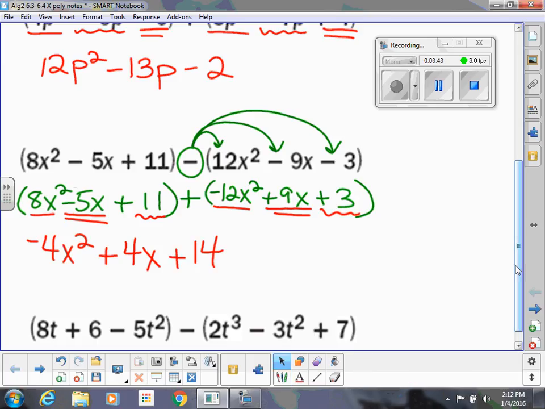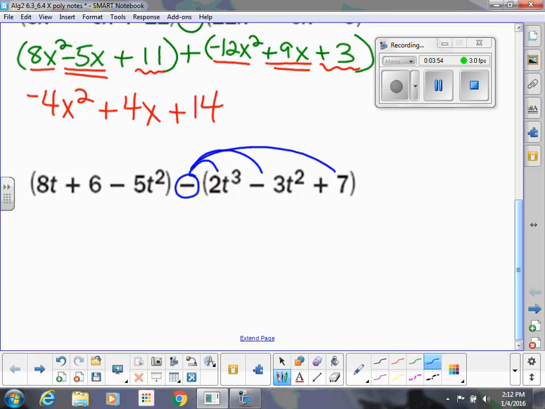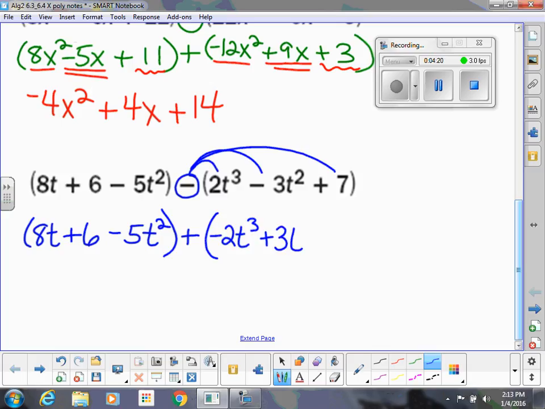All right, so let's practice that. Do that again with this one. We're going to distribute that negative. So I'm going to be taking this minus sign that's in between the two parentheses and distributing it to every one of those. So this first parenthesis stays exactly the same. Here, this is going to be plus parentheses. Now I'm going to take this positive 2t cubed, and that's going to be negative 2t cubed. All right, here I'm going to have a negative times a negative is a positive 3t squared, and then I'm going to have a minus 7.